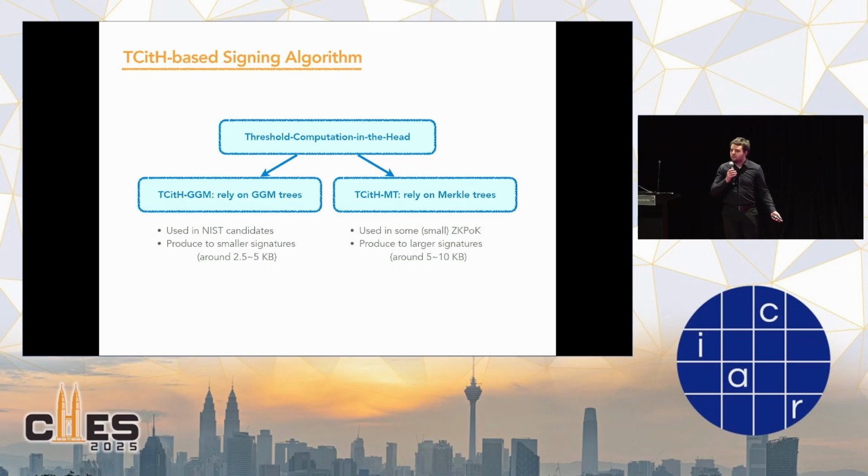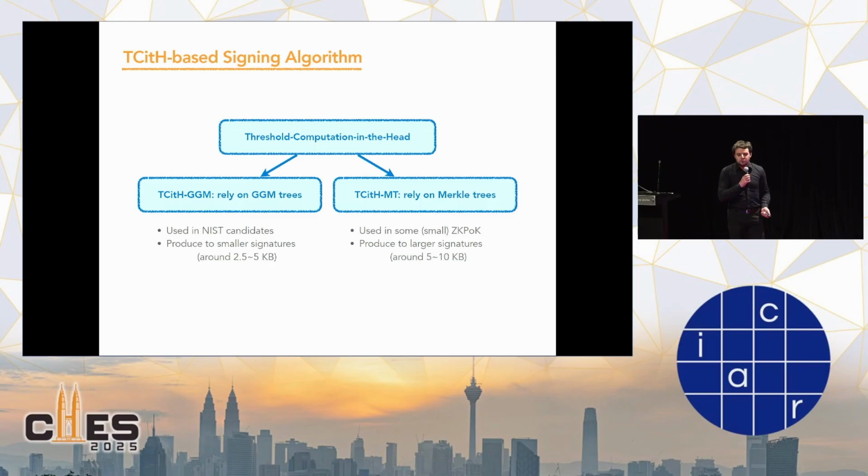But first, how can we commit polynomials in TCitH-based schemes? In fact, there are two methods. The first one relies on GGM trees. The second is when we rely on Merkle trees. If you have a look at the NIST candidates currently submitted, all of them rely on GGM trees because it's the technique which produces the smallest signature size. And for such a signature, it's the most important criterion to have the smallest signature.